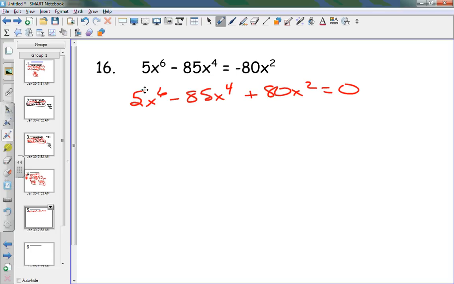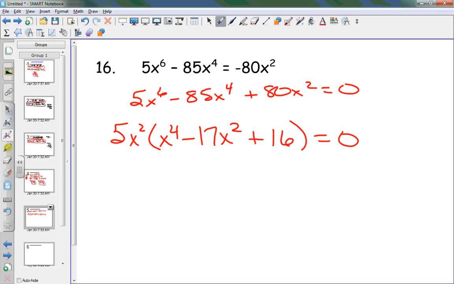After that, what do I do? Find the GCF, which is going to be a 5 what? X squared. So that's going to give me x to the 4th minus, what's 85 divided by 5? 17, x squared. What's 80 divided by 5? 16.